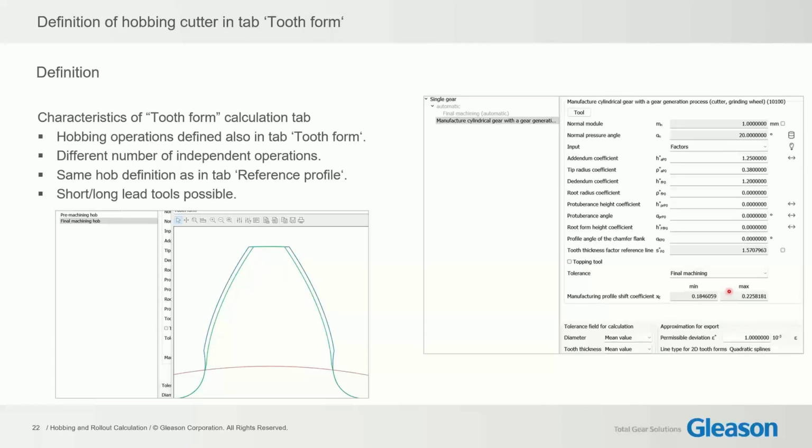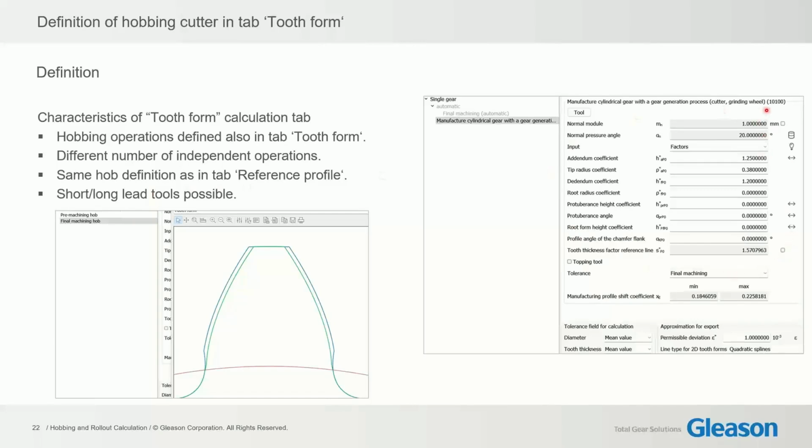So what we discussed until now is how to define the hobbing cutter in tap reference profile. Additionally, we can define a hobbing cutter also in tap tooth form. We can have here several different manufacturing steps. We can add them one after the other. We can also have several cutter steps or hobbing cutting steps here, and they're completely independent.